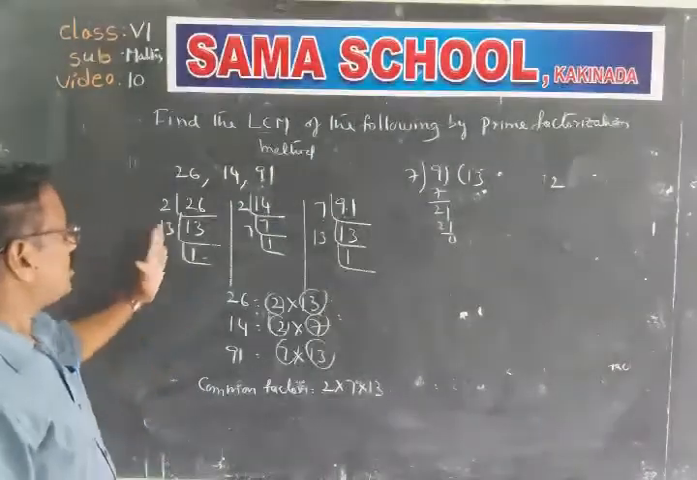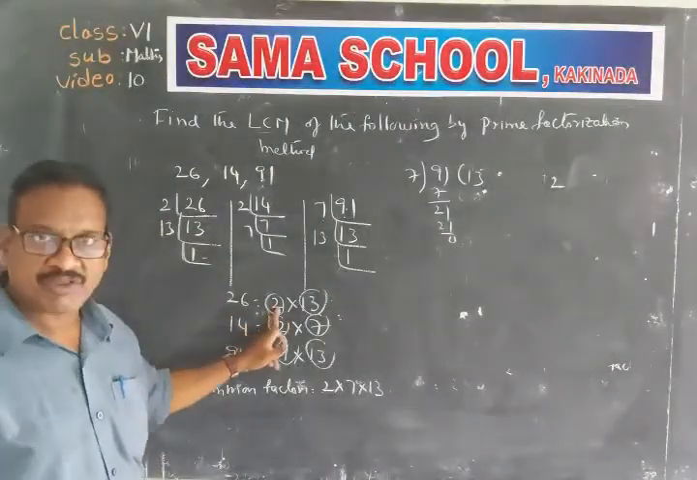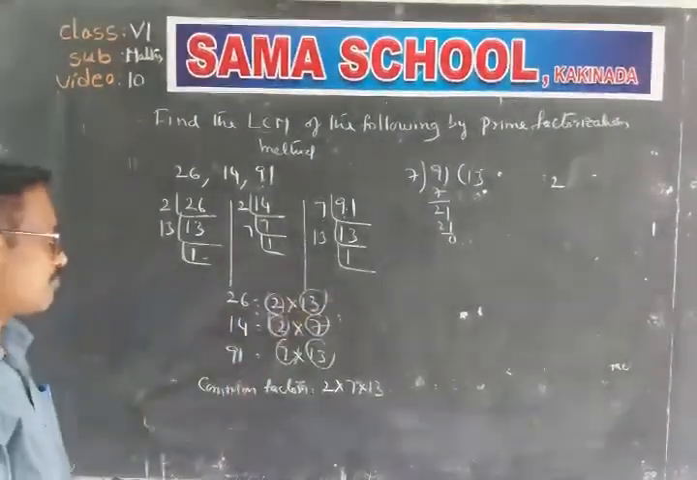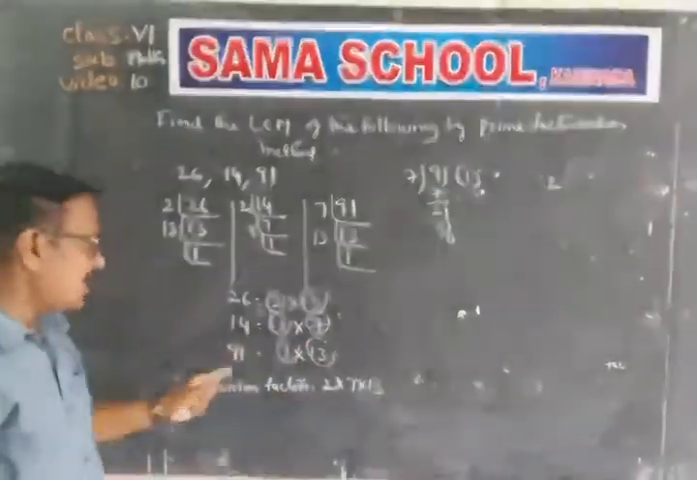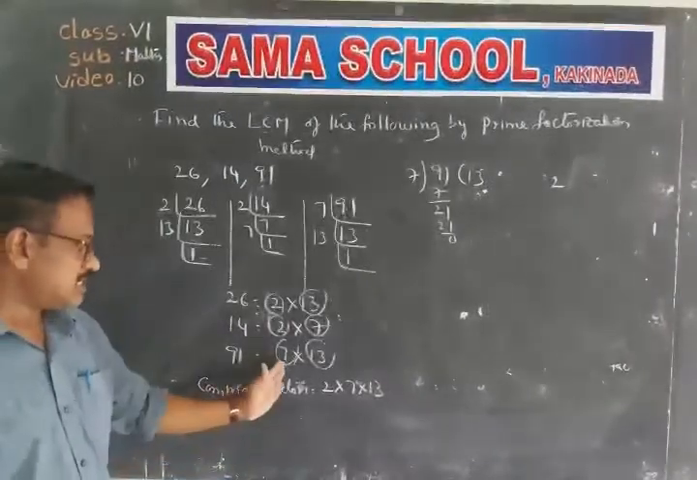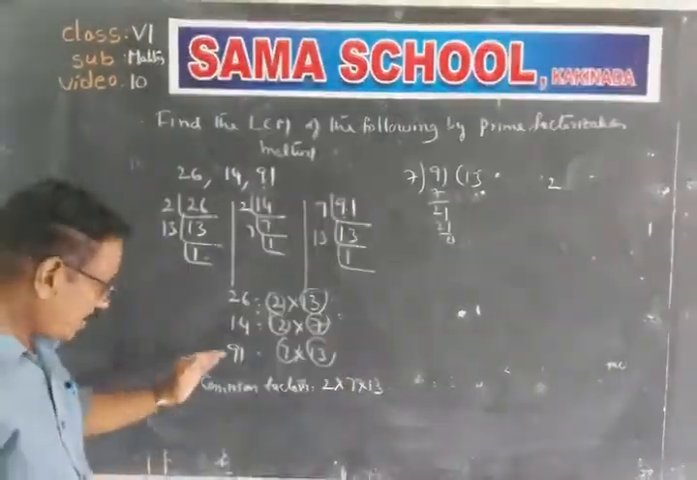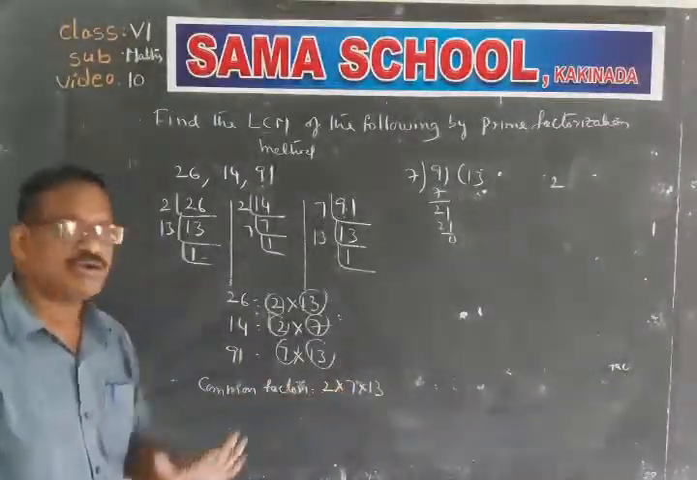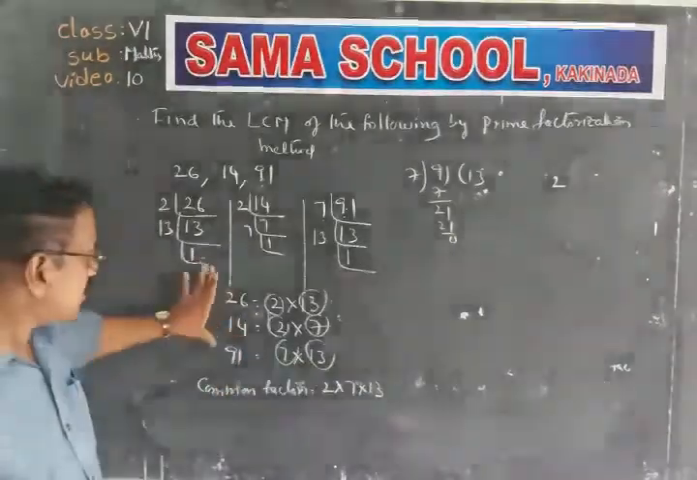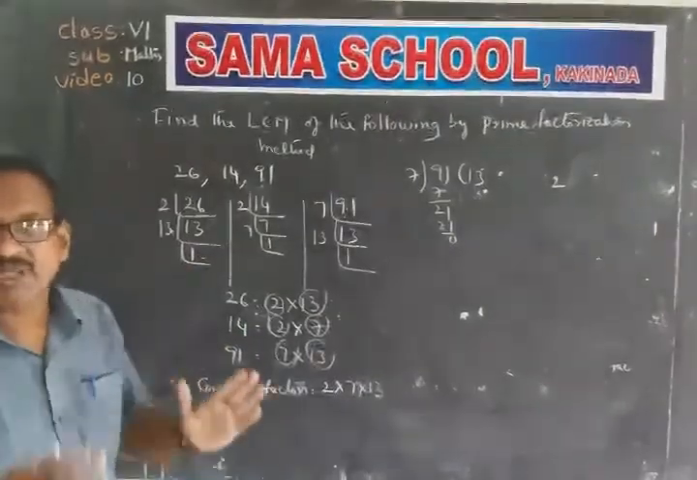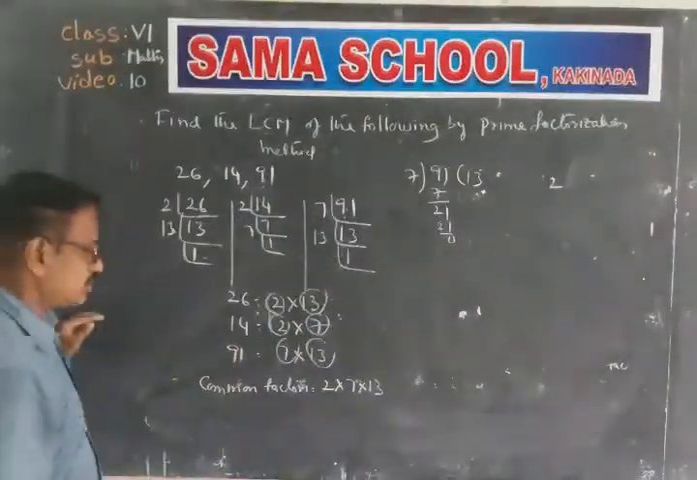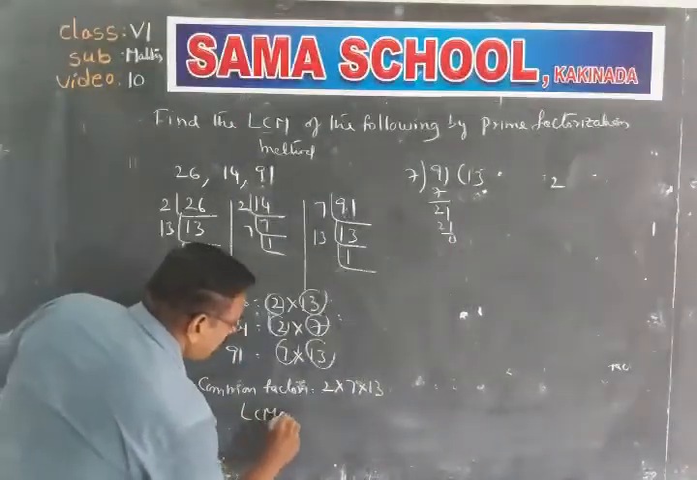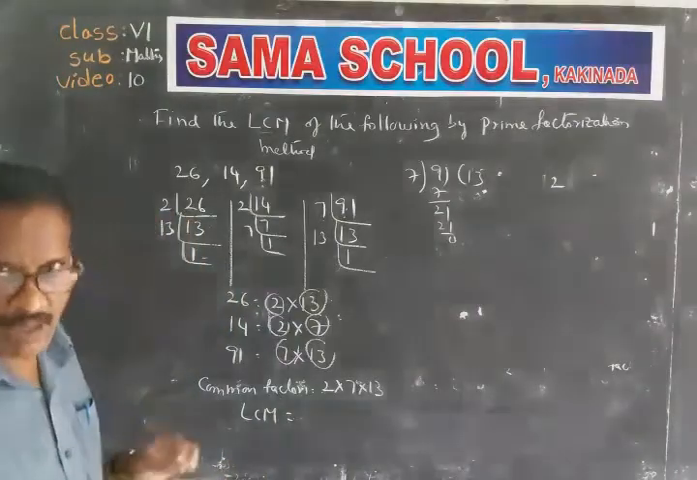Okay, now 26: how to write the product of the prime numbers? 2 into 13. 14 is 2 into 7. 91 is 7 into 13. Now common factors are 2 into 7 into 13. The given numbers have no other factors, so now what to do? Take the product of the common factors. So LCM means least common multiple.